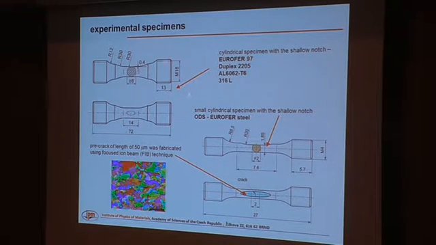So in these specimens, the fatigue crack or fatigue cracks were initiated naturally, only due to this shallow notch, and in this specimen, only in this one, a small notch was prepared using the focused ion beam technique, and the crack propagation was observed from this area.